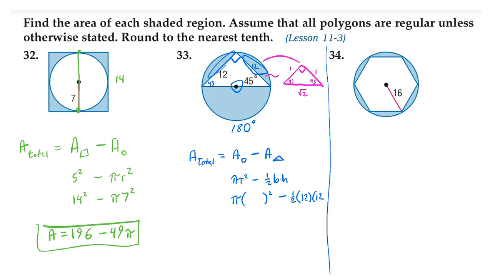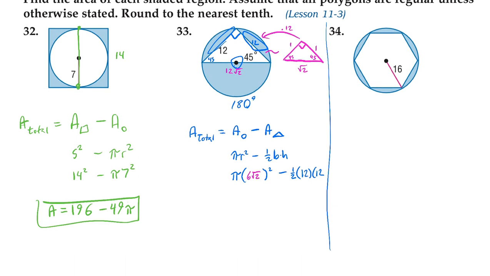And so all we did was we multiplied by 12. So this whole thing is 12 root 2, and that's the whole diameter. So half of that is 6 root 2. So we just put a 6 root 2 right there. That's what we figured out.